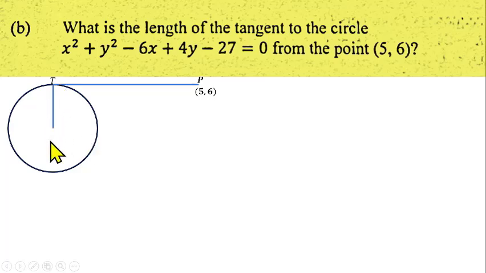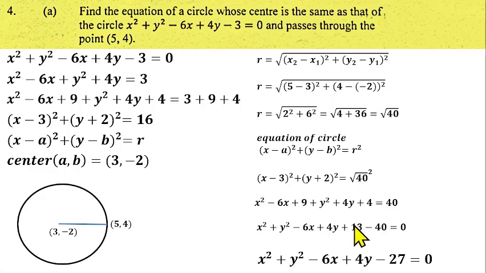So we need the radius of the circle, and we need the center of the circle as well. How do we do that? If you remember, this circle here is the same circle that we did in the previous slide. Let's go back there so you can see it's still the same circle. So we know the center of the circle is (3, -2) and the radius is the square root of 40. Remember that the center is this, and the radius is the square root of 40.